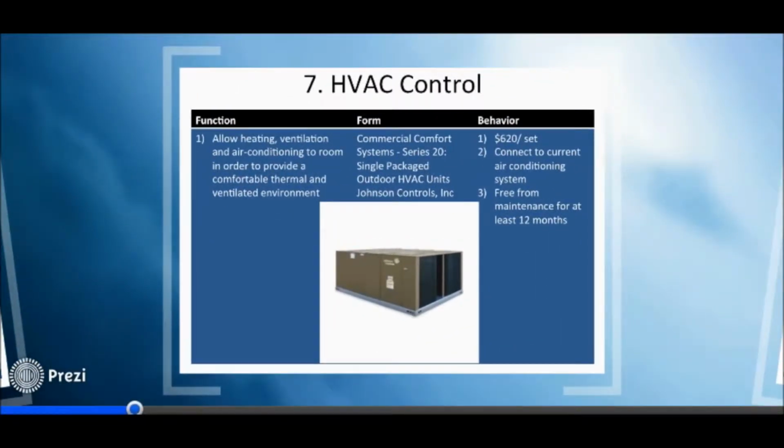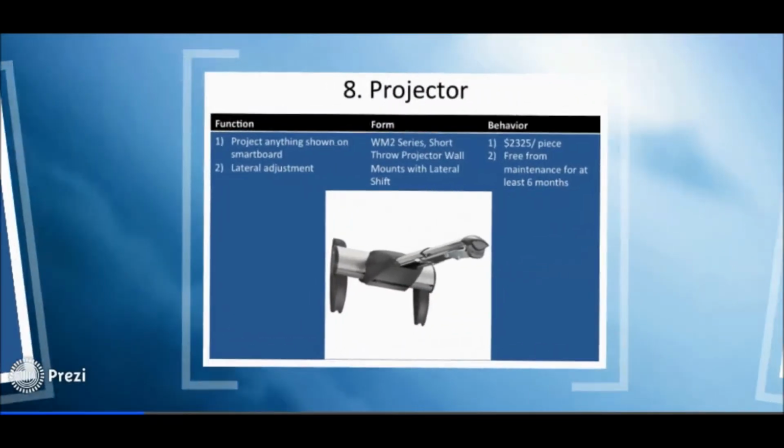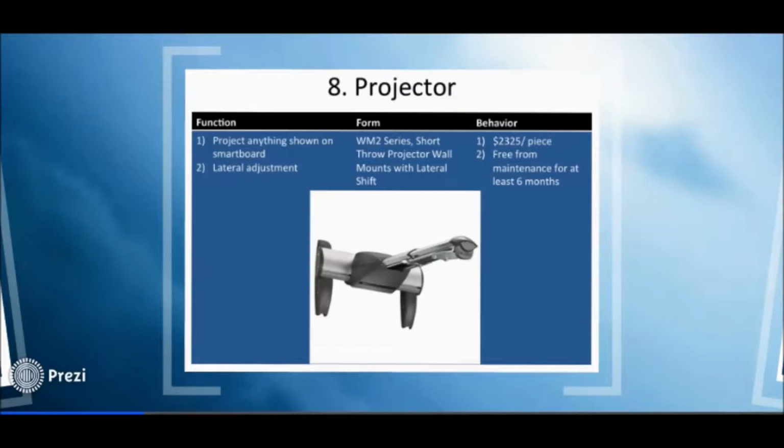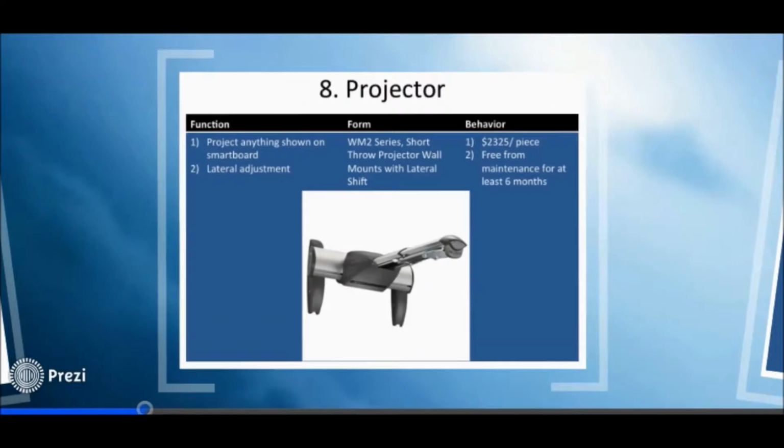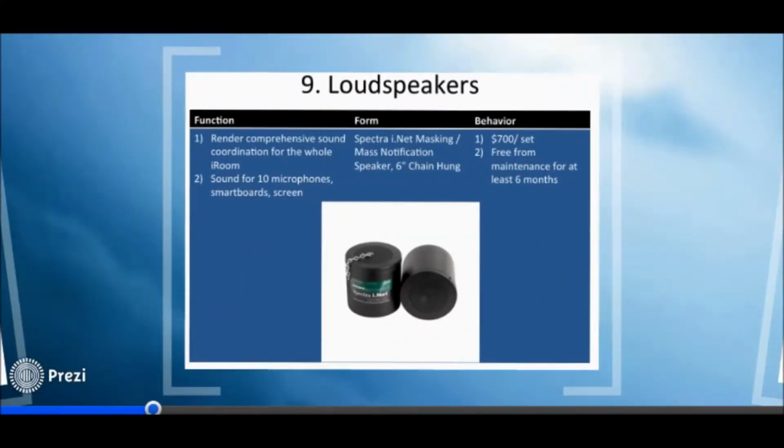We have HVAC control as well, which provides heating, ventilation, and air conditioning to the room in order to provide a comfortable thermal and ventilated environment. It is connected to the current air conditioning system. We have a projector for projecting anything shown on the smartboard, and it is laterally adjustable. Then there are the loudspeakers for rendering comprehensive sound coordination for the whole Iroom, which provide sound for 10 microphones, smartboards, and also the screen.